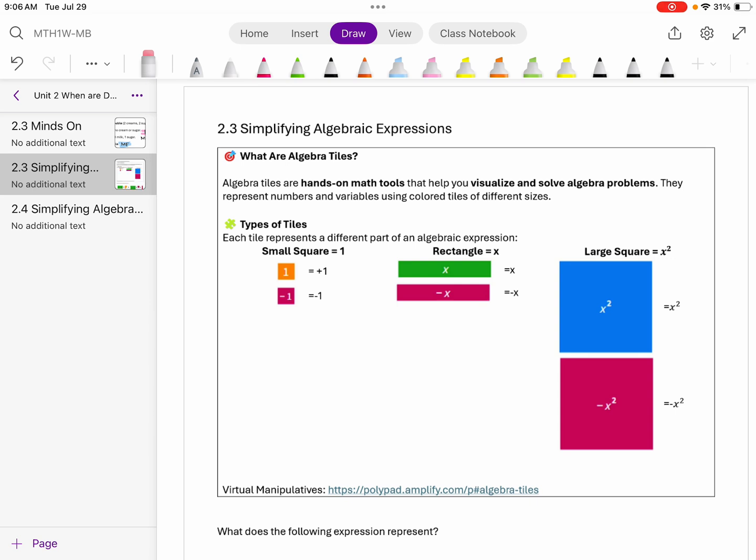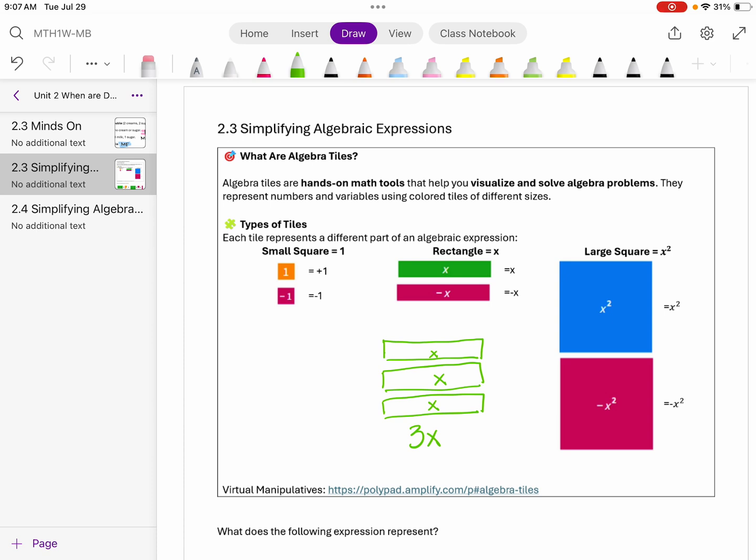I have rectangles, so I have x, and then I also have negative x's. So if I have an x tile, if I had 3 of these, that would represent, and I know my pictures aren't great, you can choose to go to this virtual manipulative website, polypad.amplify.com, and algebra tiles, and you can move them around. I'm just going to choose to draw them for this lesson. So if I've got these x's, that means 3x.